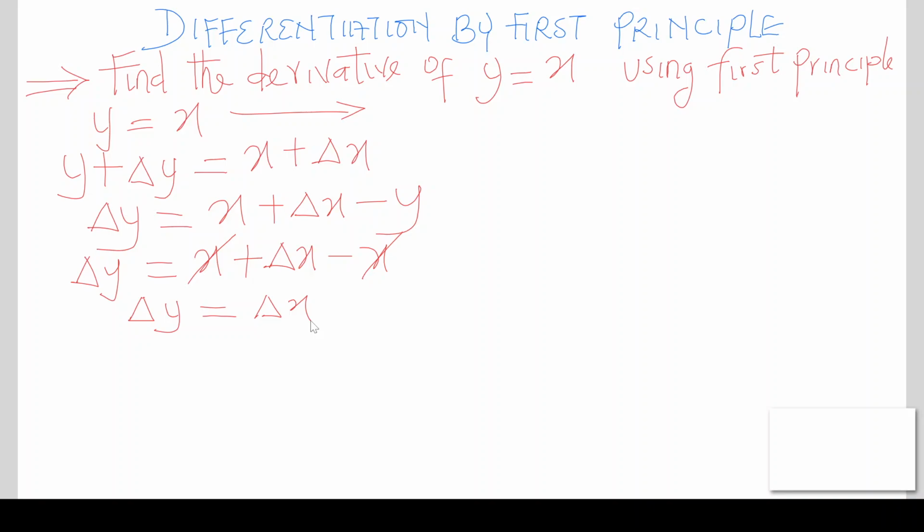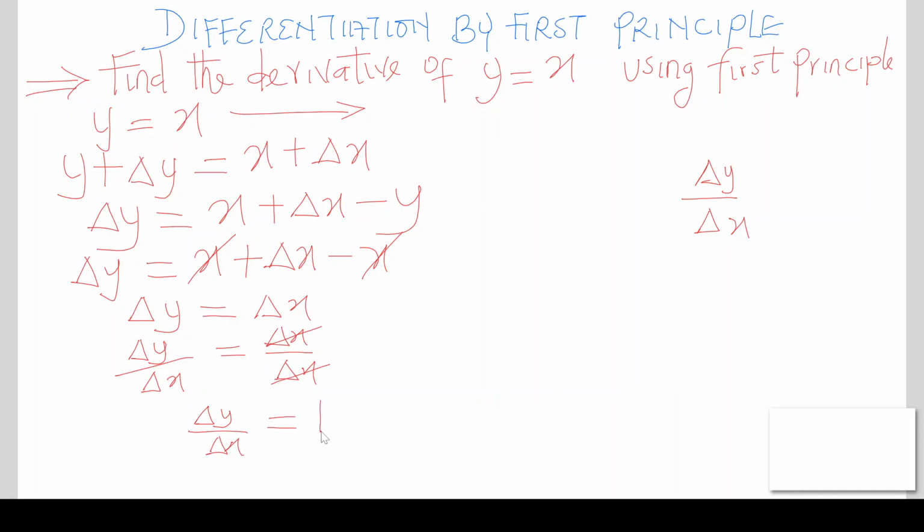Then dividing both sides by delta x, because what we need is delta y over delta x. So we are going to be writing delta y over delta x equals delta x over delta x, of course. Which makes delta x over delta x become 1. So we have delta y over delta x equal to 1.